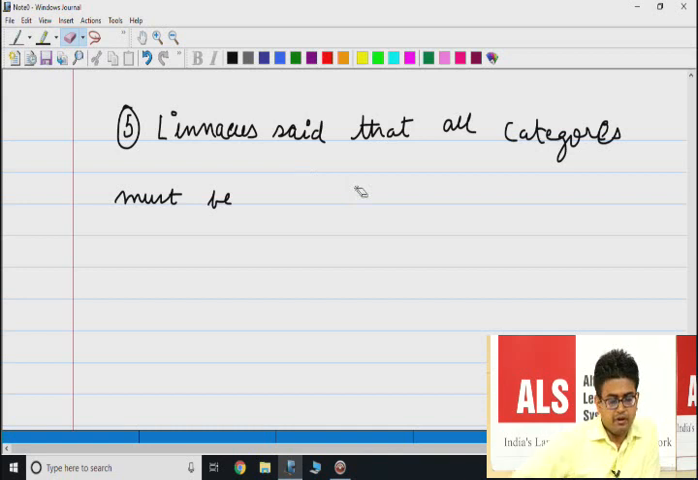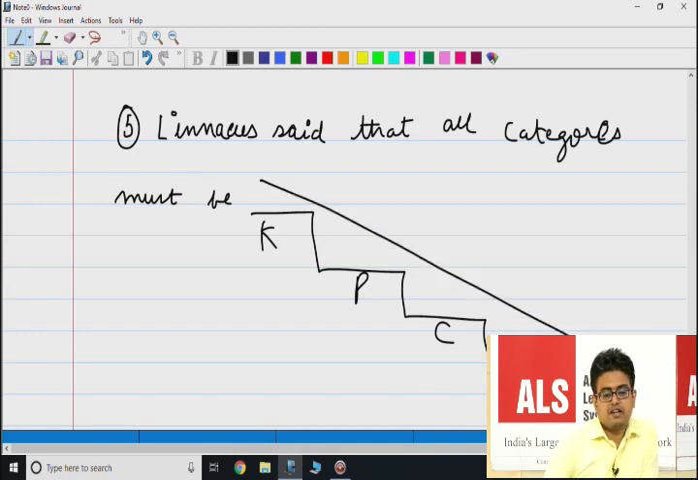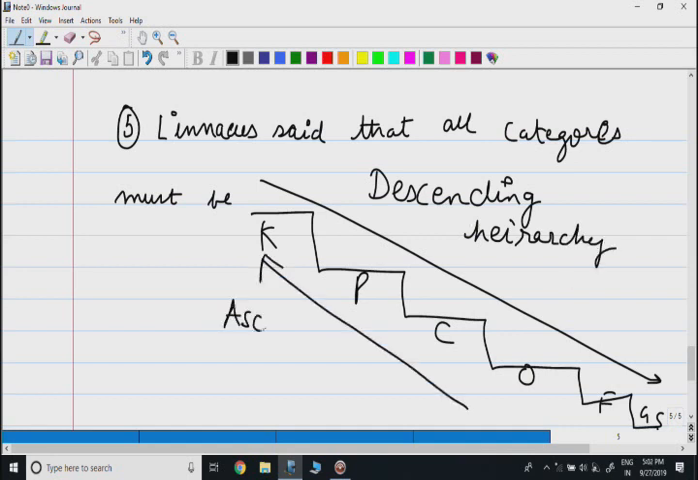Do you understand this statement? Let me emphasize this for you. All these categories are independent and dependent. It's just like a staircase. Kingdom, phylum, class, order, family, genus, species. So this is the order of descending hierarchy. This is ascending hierarchy.